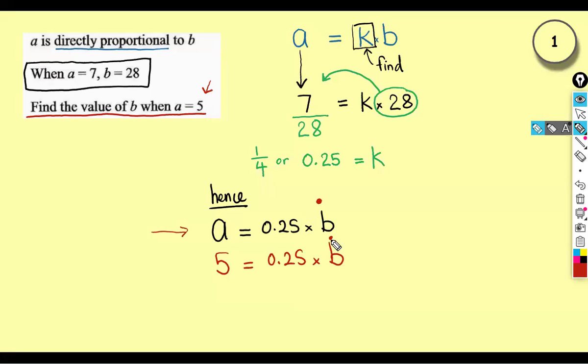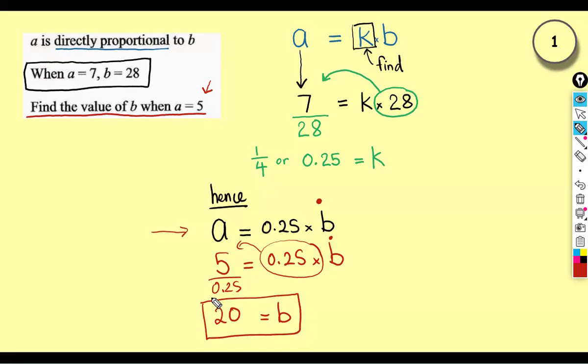So the 0.25 is a multiply, throw it across, you're going to get what? A divide. Now, if you type in this on the calculator, 5 divided by 0.25, you will get 20. That's your final answer. B is equal to 20. Right? I know you all probably need more practice on this. Now, this is only a directly proportional question.